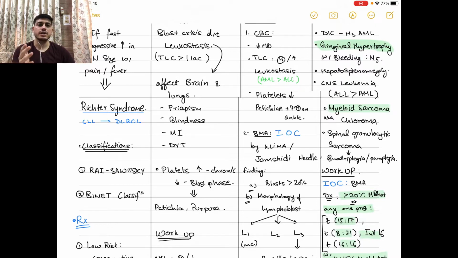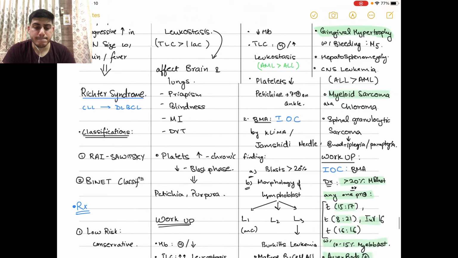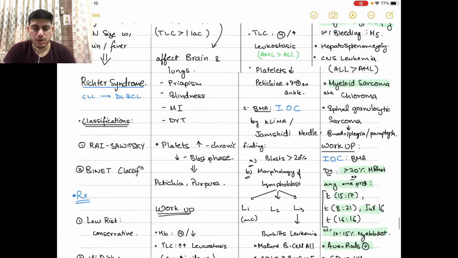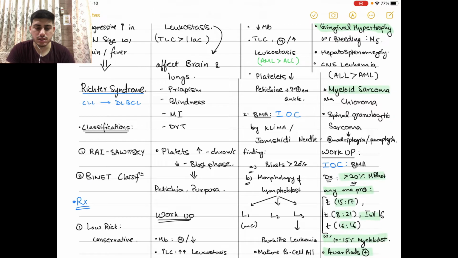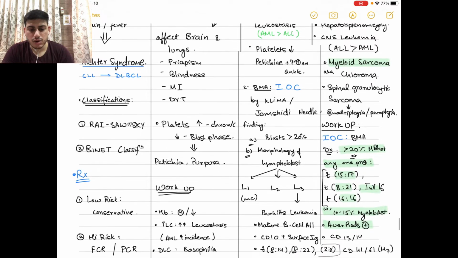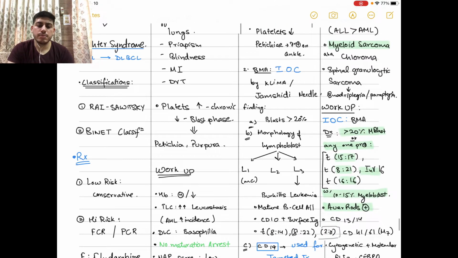It will lead to ARDS. Okay, so other complications will be there. These two organs are very much affected by leukostasis in all of the cases. Like in general, this is what leukostasis does. And along with that, there will be priapism, blindness because of this circulation compromise. And there will be thrombosis, as I told you, so myocardial infarction, deep vein thrombosis.